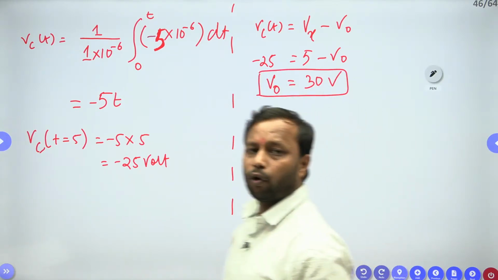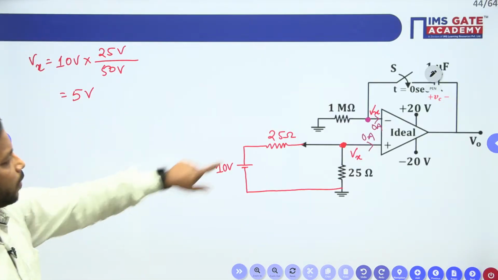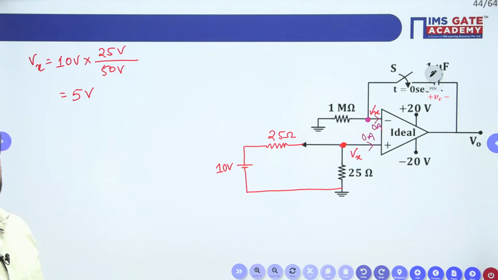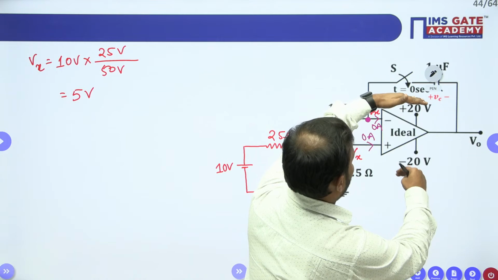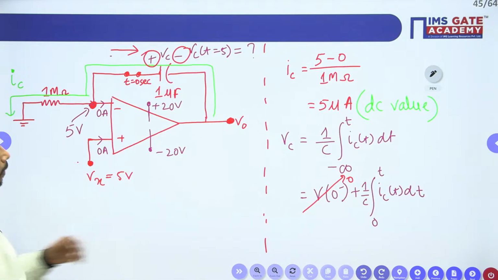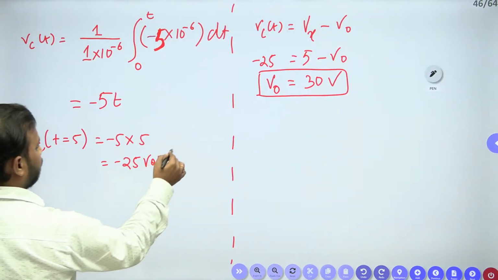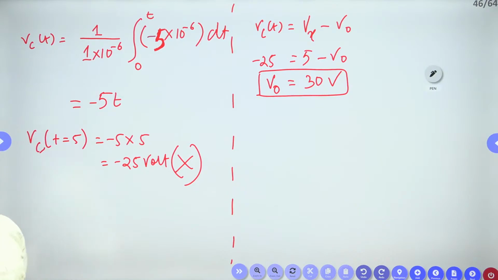And this 30 volt is never possible with this circuit diagram, because your output voltage has been fixed to plus 20 volt and minus 20 volt. This means that this capacitor value is wrong. Am I clear? Any doubt in this?